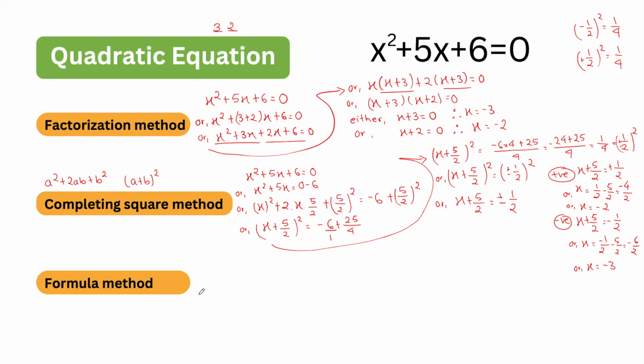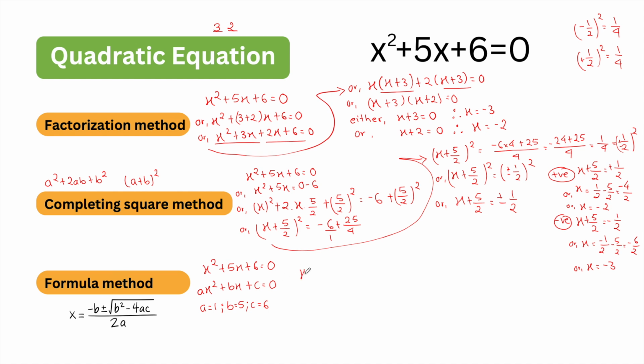In the formula method, we use the formula x is equal to minus b plus minus root of b square minus 4ac upon 2a. So we will solve the quadratic equation by writing the quadratic equation first. So the quadratic equation is x square plus 5x plus 6 is equal to 0. Now if we compare this quadratic equation with the standard equation, which is ax square plus bx plus c is equal to 0, we get a is equal to 1, b is equal to 5, and c is equal to 6. Okay, now we will use this formula.